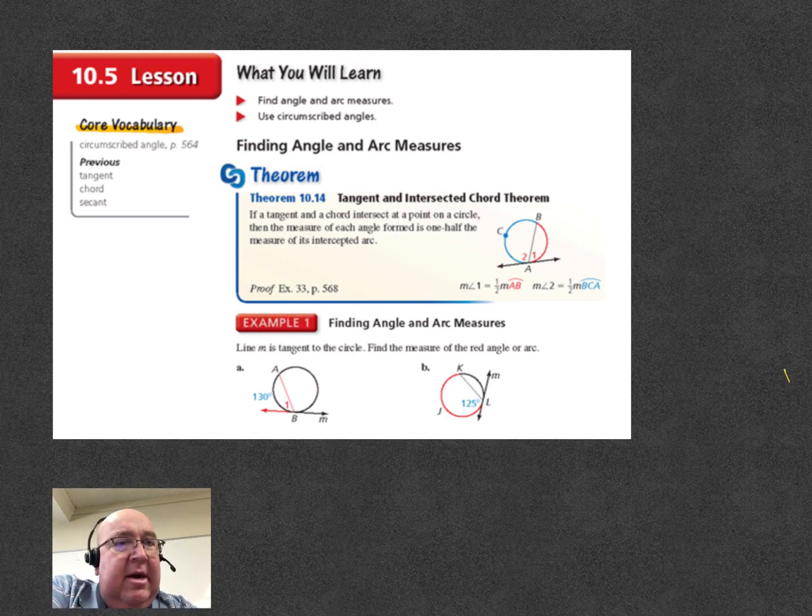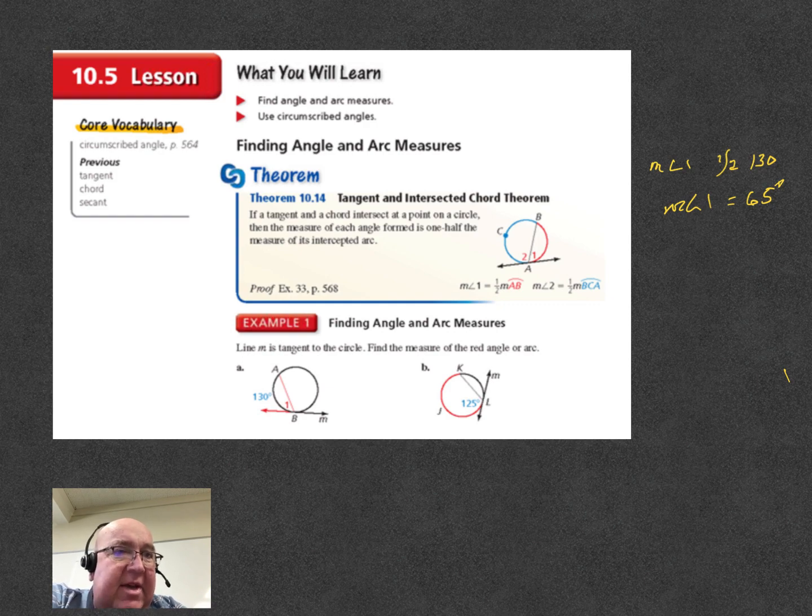So looking at that, we're looking for measure of angle 1 on A, which is going to be 1/2 of 130 degrees. So the measure of angle 1 is going to be 65 degrees. And now we have the inscribed angle, so we know that the arc measure of KJL arc is going to be 2 times 125, or 250.